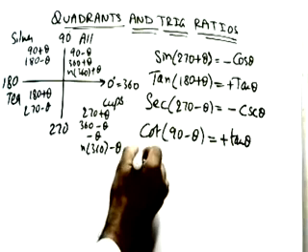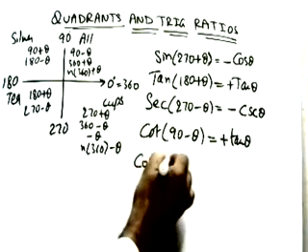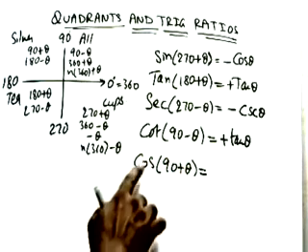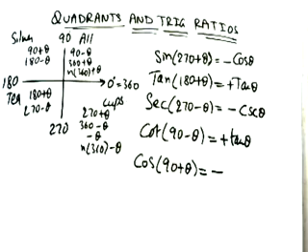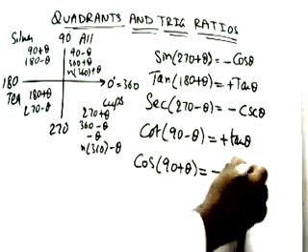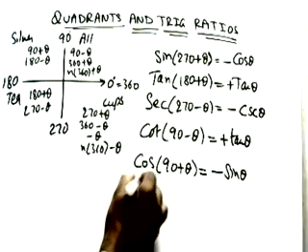Cot changes to tan theta. Suppose we are having cos of 90 plus theta. 90 plus theta is in the second quadrant. So in the second quadrant, cos is minus. And for 90, cos changes to sine theta.